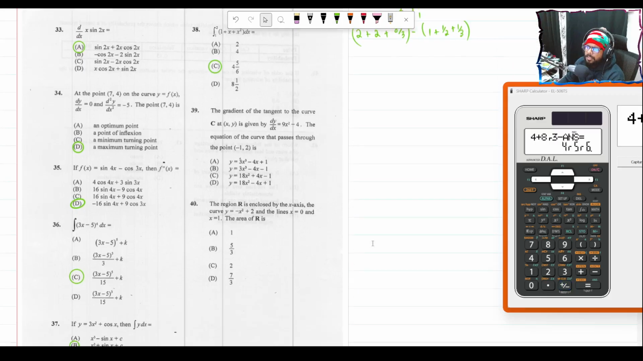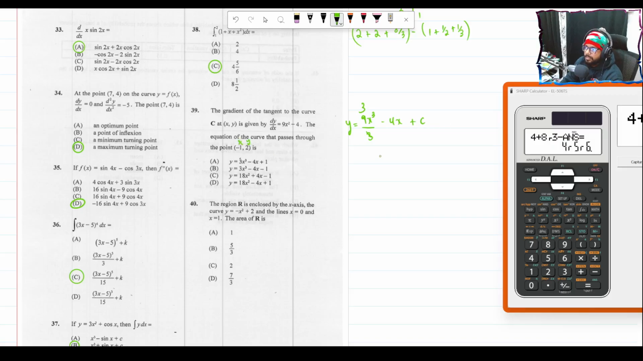The gradient of the tangent to the curve is given by dy/dx is 9x squared minus 4. To find the equation of the curve that passes through the point, we have to integrate. When I integrate 9x squared, I'm going to get 9x cubed over 3, take away 4x plus c, and there's y. So this is my x coordinate, this is my y coordinate.